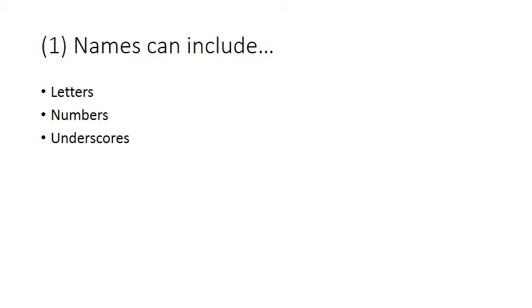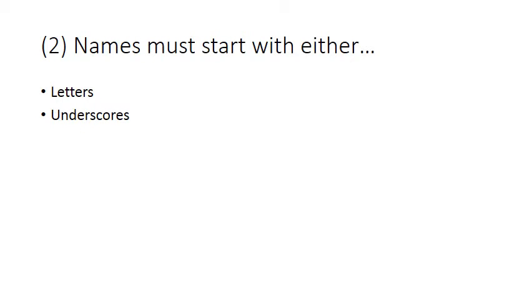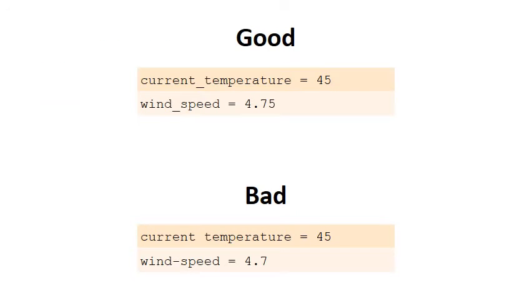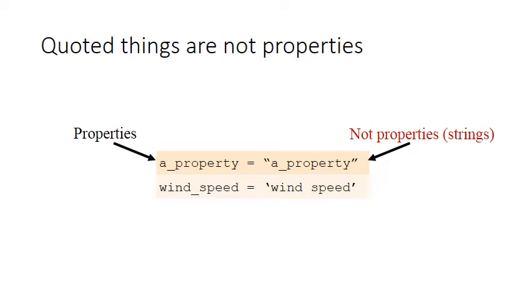Names are a combination of numbers, letters, and underscores, but they cannot start with numbers. Properties can never have spaces or dashes. Instead, underscores are used to break up words. One of the biggest mistakes that beginners make is to confuse properties for string values with single or double quotes. Do not confuse a string value for a property.